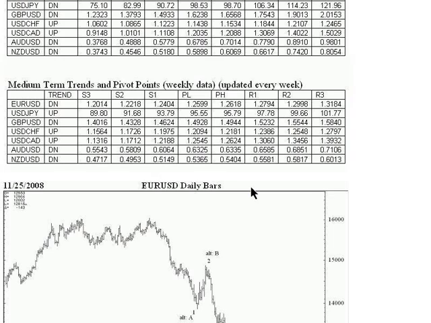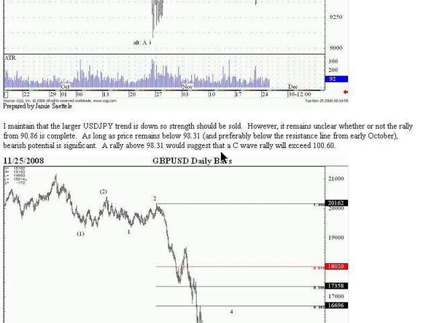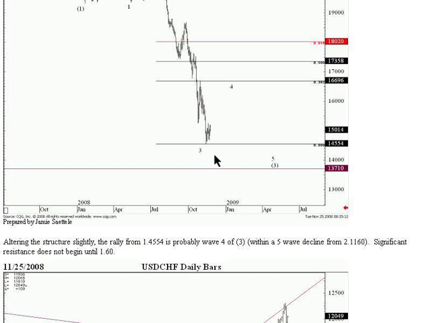So let's scroll down. As Jamie mentioned, he's not as confident with the euro-dollar count. I'm going to scroll down to the pound-dollar. Although altering the structure slightly, the rally from 145.54 is probably wave 4 of 3 within a 5-wave decline from 211.60. Significant resistance does not begin until 160. So again, Jamie's pretty bullish on the pound-dollar, but I'm going to pull up the charts, and the pound-dollar will be the last chart that I go over tonight.